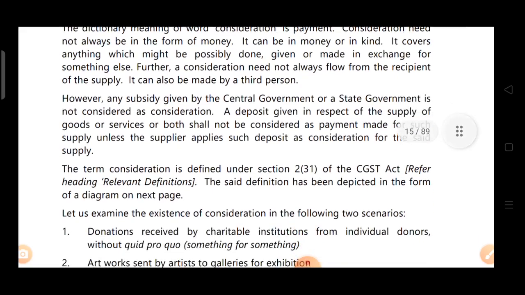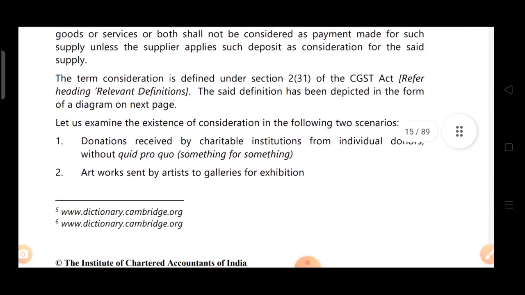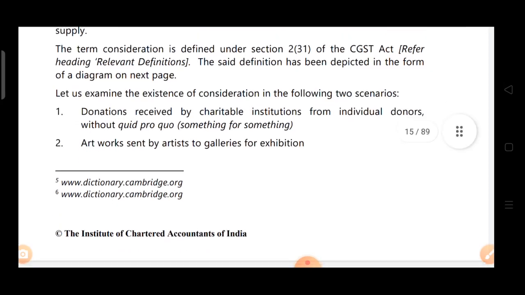It's all the same. The term consideration is defined under section 2(31) of the CGST Act. The said definition has been depicted in the form of a diagram on the next page. Let us examine the existence of consideration in the following two scenarios. They have given the two scenarios. We have to examine these two scenarios. See, in the first scenario, they have given donation received by charitable institutions from individual donors without quid pro quo. Quid pro quo means something for something, without something for something.